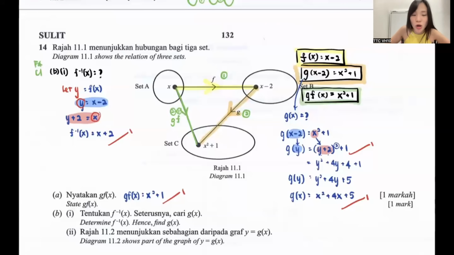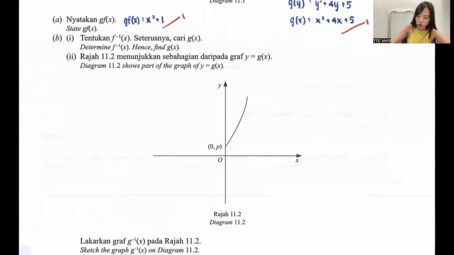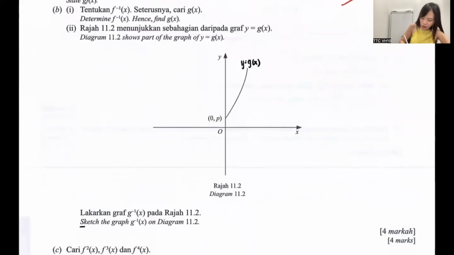Let's move on. B2. They say, diagram 11.2, bottom here, shows the part of the graph y equals to gx. So you can imagine this graph called y equals to gx. Now they ask you to sketch the graph G inverse. How do you guys draw G inverse? I hope you guys know. Inverse is always the flipped version of the original graph, under a reflection. Under what reflection? Guys, it's always under a line called y equals to x.